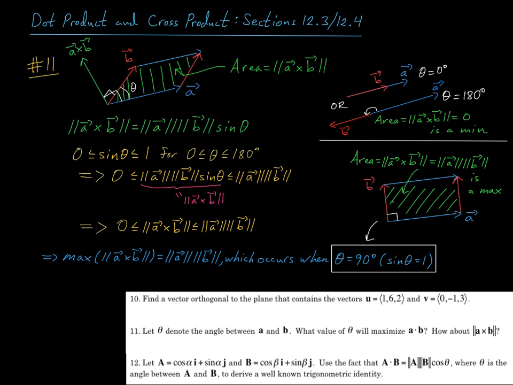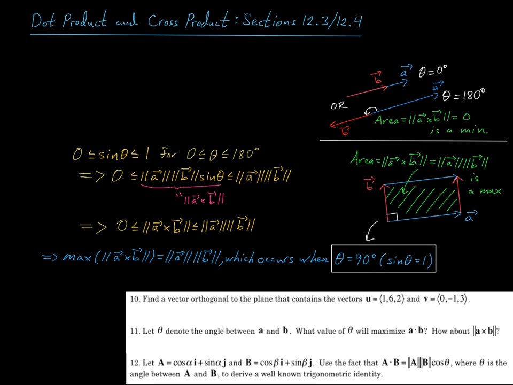All right, so when is the area a minimum? That's going to happen when the vectors A and B are parallel. So either they have the same direction or they have opposite directions, right? So when theta is 0 degrees or 180 degrees, in both instances, sine is 0, the lower bound. And that's when the magnitude of the cross product is a minimum.